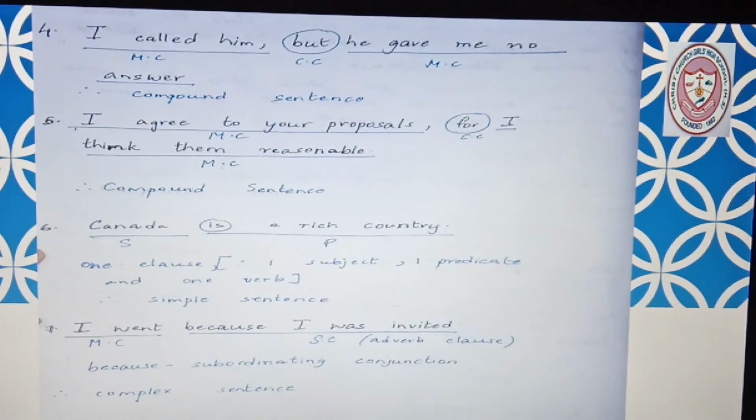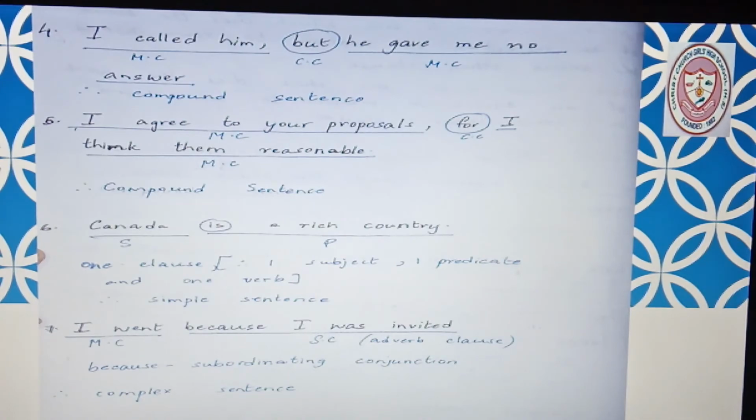Now, sentence 7: I went because I was invited. 'I went' is completely okay, it makes complete sense. But if I just write 'because I was invited', it doesn't make any sense at all. Now, if I join it to 'I went', it makes complete sense. So 'because I was invited' depends on the main clause. Therefore, it becomes the dependent or subordinate clause. In this case, it shows reason. Therefore, it's an adverb clause. Since it contains a subordinate clause, it has to be a complex sentence.